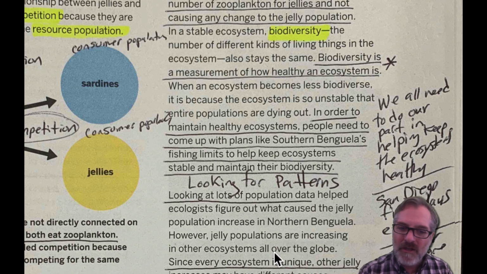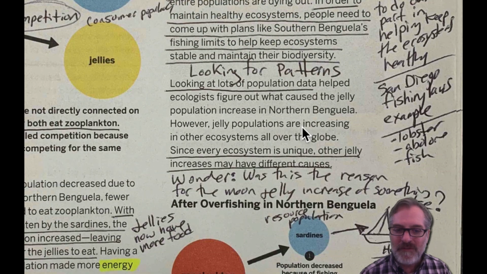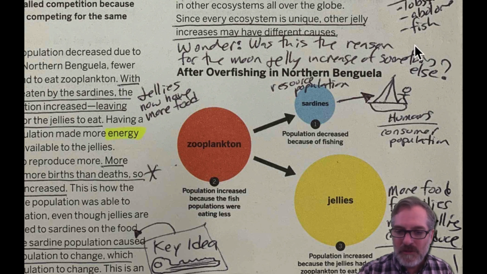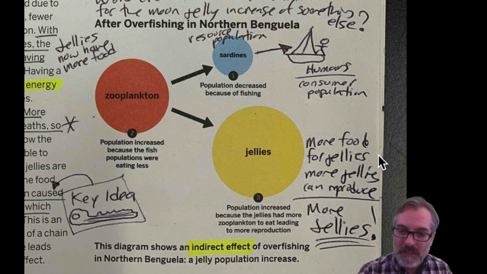Okay, so scientists have been studying all this data. They were looking for patterns, and they found this out. Where there were no laws, overfishing took place. So the humans were eating all these sardines. The sardine population was going down, so they were eating less zooplankton. That caused way more zooplankton to be consumed by the jellies, causing the jelly population to explode. More food for jellies, more energy for the jellies to reproduce. So that's an indirect effect. And again, too many jellies were causing all sorts of problems.